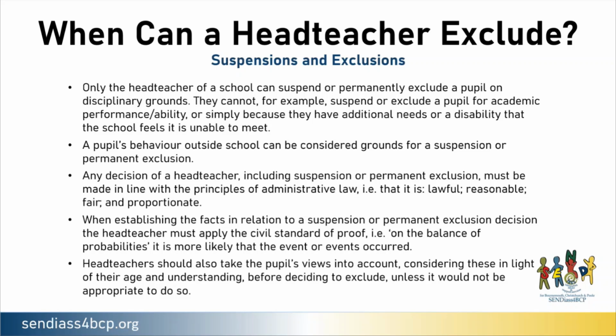Only the head teacher of a school can suspend or permanently exclude a pupil on disciplinary grounds. They cannot, for example, suspend or exclude a pupil for academic performance or ability, or because they have additional needs or a disability that the school feels it is unable to meet. A pupil's behaviour outside of school can be considered grounds for suspension or permanent exclusion.